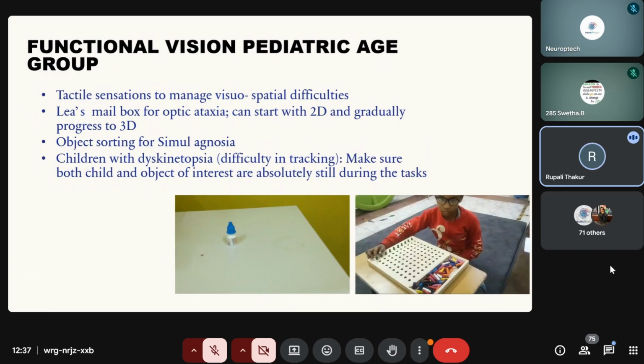Then slowly I started the auditory things also, to give them a clue of sound. When these two become better, the child starts shifting over and looking over the object. Then we shift over to visual motor skills also, including vision as well as motor perceptions. The Lea mailbox for optic ataxia can start with 2D and gradually progress to 3D. I don't have the Lea mailbox, but I'll show you how it helps.